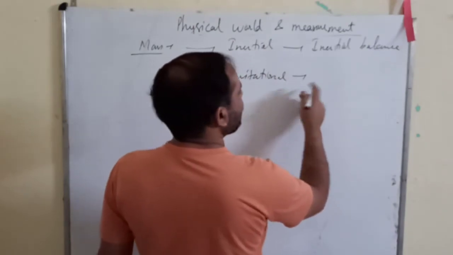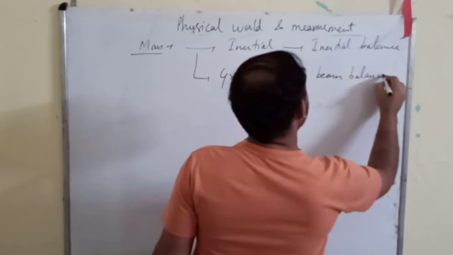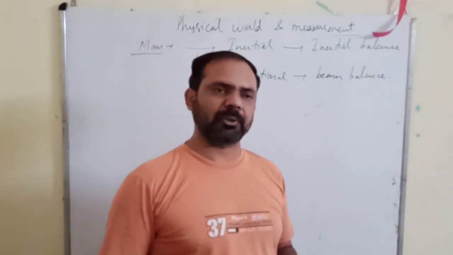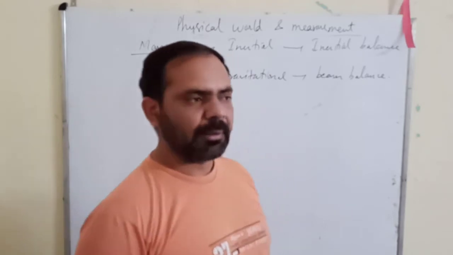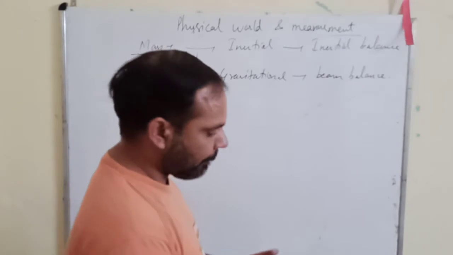Then for gravitational mass we have the beam balance. The ordinary beam balance that we use in our shops everywhere actually measures the gravitational mass, right? Okay.